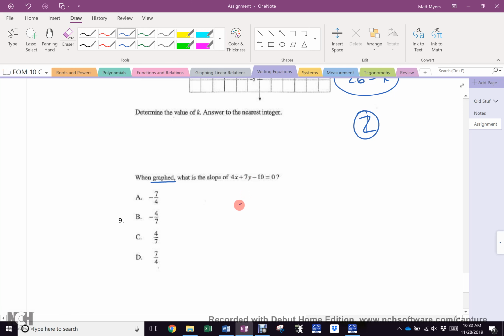So isolate y. 7y equals negative 4x. y equals negative 4/7 x. Do I care about the 10? No, because I was only asking about the slope. So it is B, as in, boy, that was easy, and boy, I wish Myers hadn't put the word graphed in there. How many of you actually graphed that? Oh, good. How many of you actually did the question? Oh, okay.